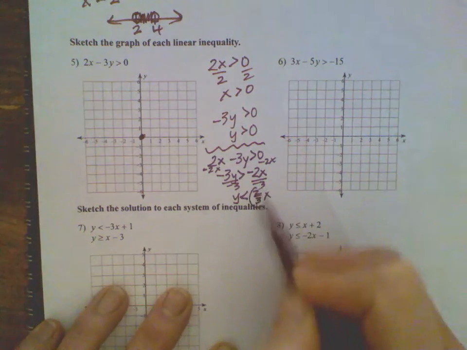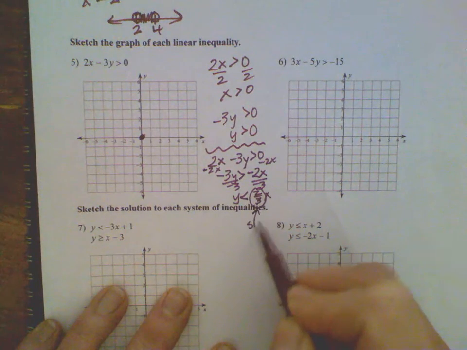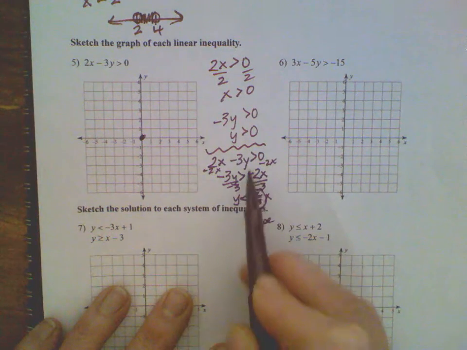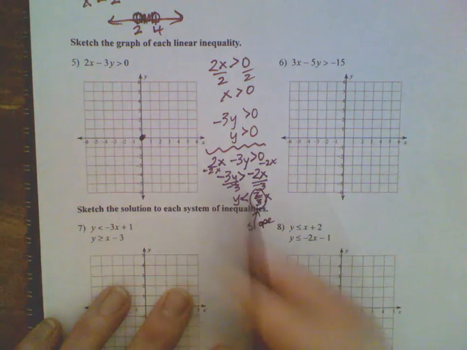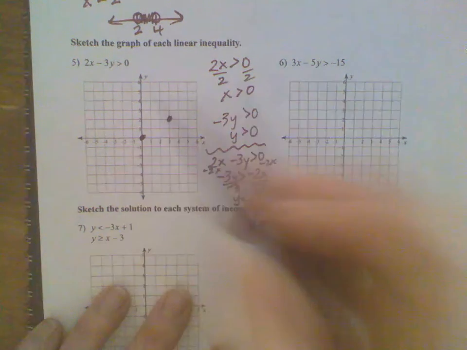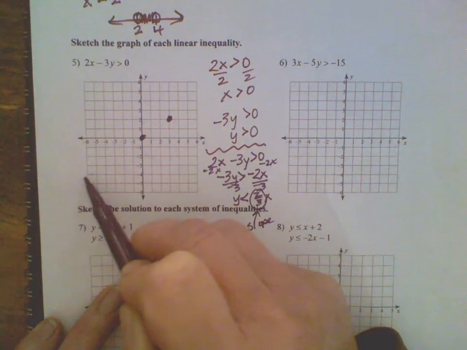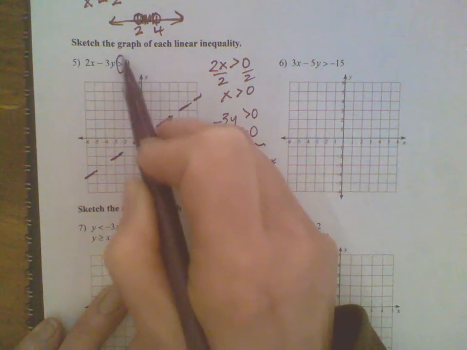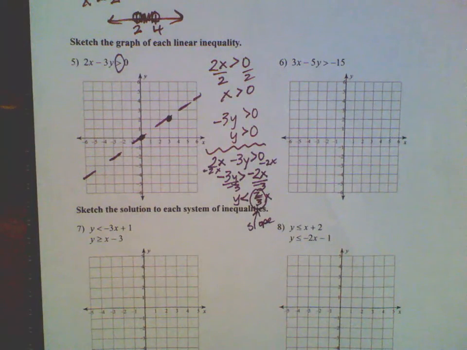Now what I've just done is found the slope. So from here I can use that slope. The negative divided by a negative became a positive, so I'm going to go up 2, right 3, and then I will connect my point. I will make a dotted line because this is a greater than symbol in the original problem, not greater than or equal to. That would be a solid line.